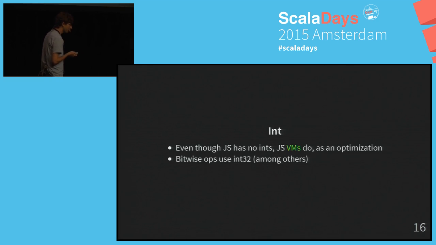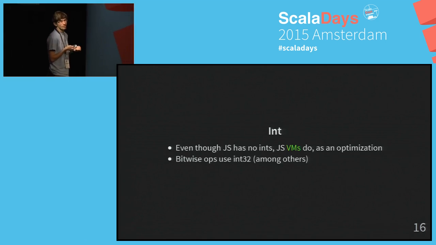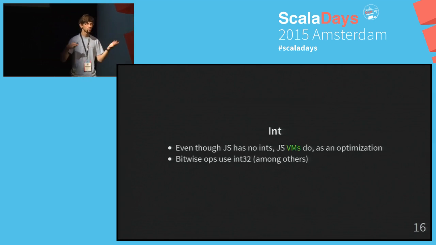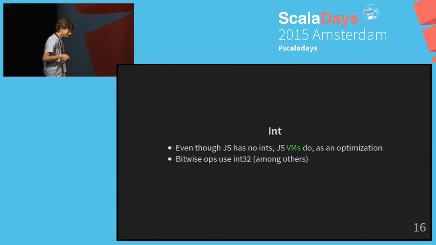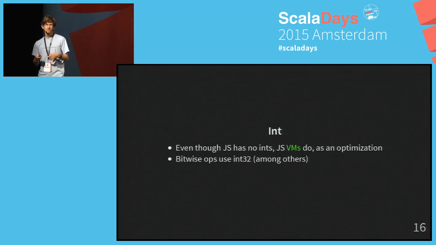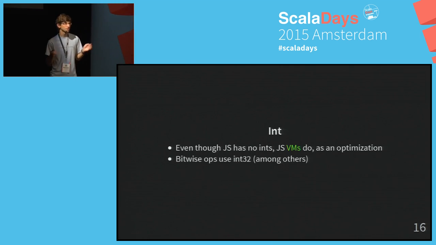Even though JavaScript doesn't have an integer data type in the language itself, actually the JavaScript VMs do have integers, because they optimize your program based on runtime profiling. And they discover, oh, but this number, most of the time it's a 32-bit signed integer. That's all I've seen so far. So let's optimize it as such, and then insert guards in case that doesn't work, right?